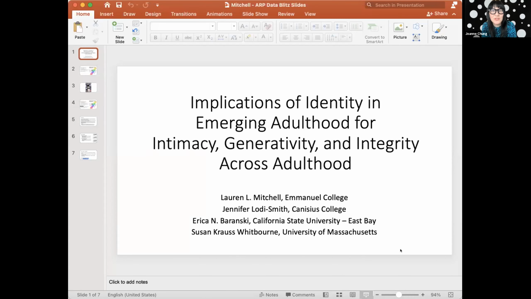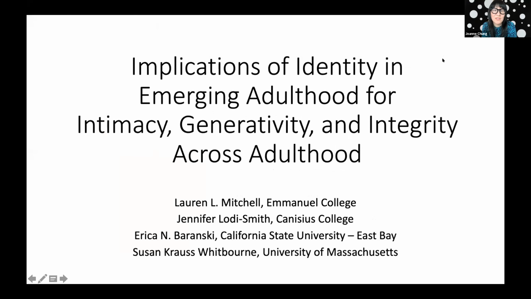Thank you, Jesse. Next up, we have implications of identity resolution in emerging adulthood for intimacy, generativity, and integrity across the adult lifespan, presented by Lauren L. Mitchell.